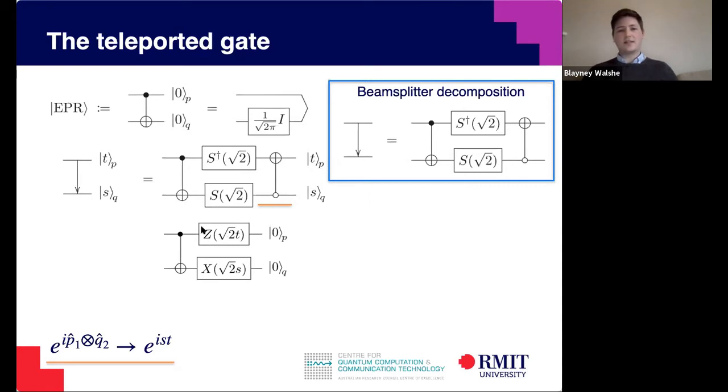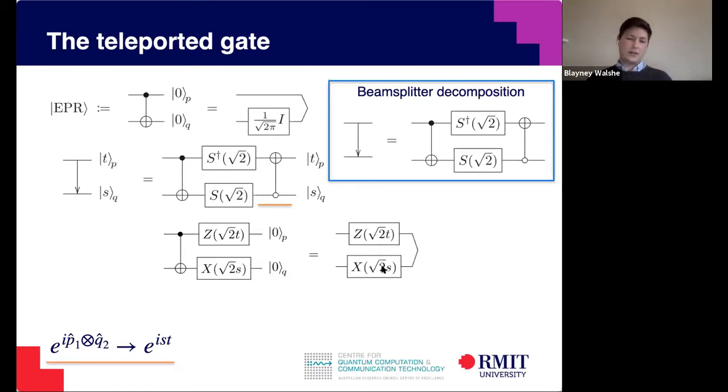Now, the important part is this Z is a function of position operator. So it commutes with this position operator. X is a function of momentum. It commutes with this momentum operator. And then this controlled X gate acts on these two using this identity to give us an EPR state here with these two displacements.